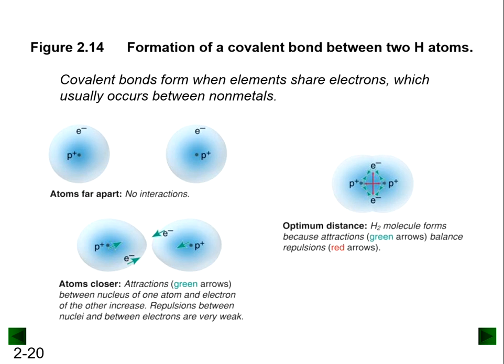This is shown here for two hydrogen atoms. Each has 1 proton and 1 electron. As they come together, they share electrons. We'll look at this in much more detail later on.